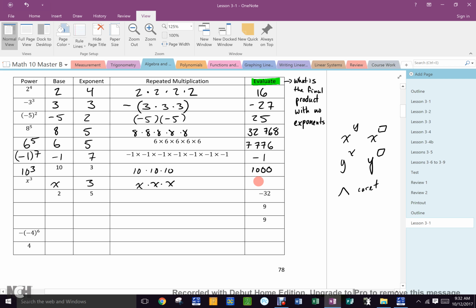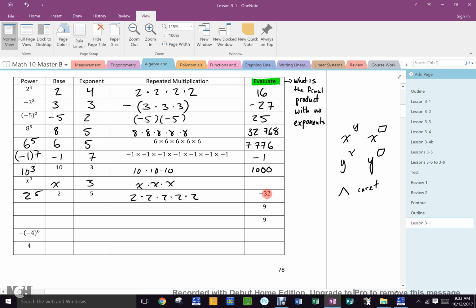So, can I evaluate this? No, why? Because you don't know what X is. It's variable. It could be 3. It could be 7.9. It could be 212, right? You can't evaluate it. This one, 2 times 2 times 2 times 2 times 2, which is what?